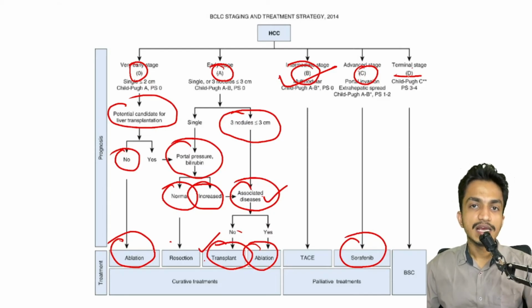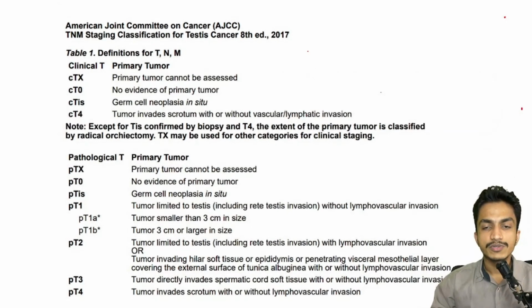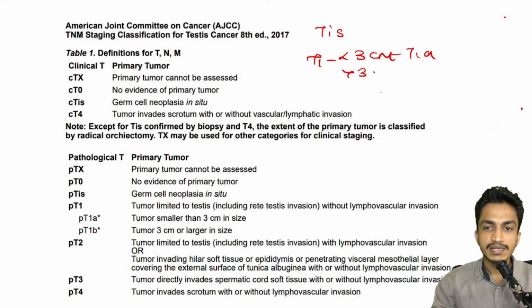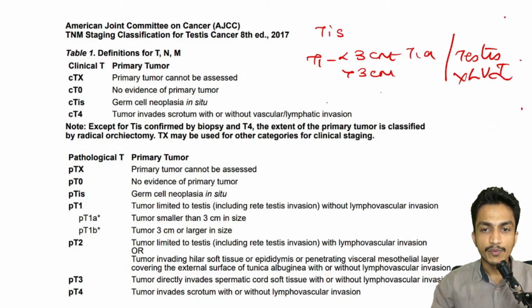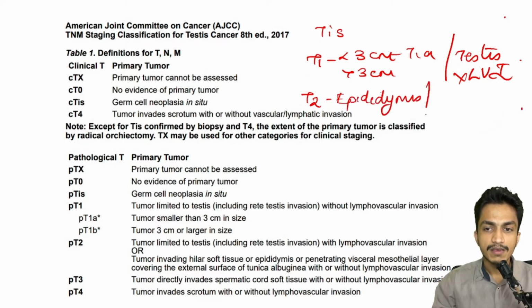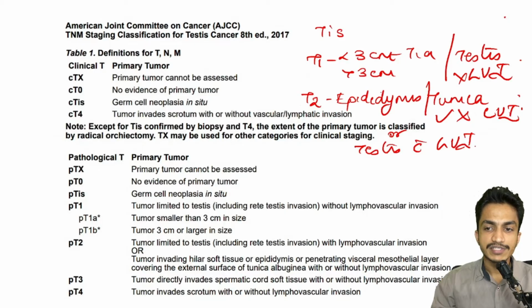So this is regarding the hepatocellular carcinoma BCLC staging. So coming to testicular cancer, Tis is germ cell neoplasia in situ. Now if it is less than 3 centimeters, it is T1a. If it is greater than 3 centimeters, but it is limited to the testes and it does not have any lymphovascular invasion, that is T1. If it spreads beyond the testes into the surrounding structures like epididymis or the tunica albuginea, and it may or may not have lymphovascular invasion, that is T2. Or if it is limited to the testes but is having lymphovascular invasion, that is T2.